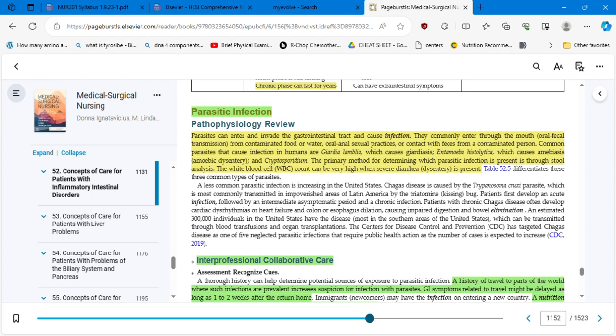The primary method for determining which parasite infection is present is through stool analysis. The white blood cell count is going to be very high when severe diarrhea is present. Okay.